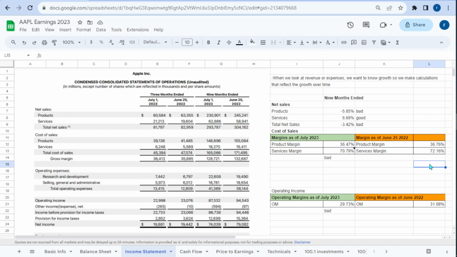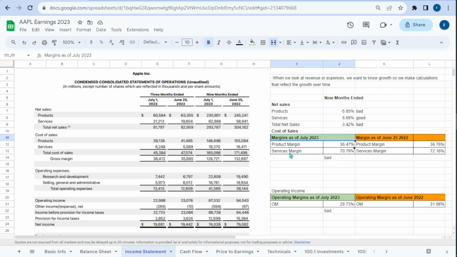So another thing that we want to do is we can compare to prior year. So if we're looking at prior year, we can see that the product margin was 36.76, and we can see that the service margin was 72.16. So prior year margins were actually better. So that essentially just means that the cost in 2023 was higher. So that was eating into our margin.